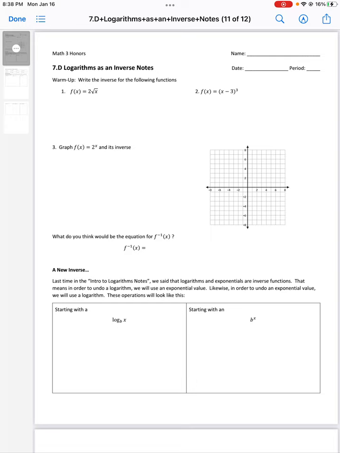But as a warm-up, I want you to do questions 1 and 2. I want you to write them as inverses. So I'll have the sub pause the video so that you can do questions 1 and 2, and then we will go over them.